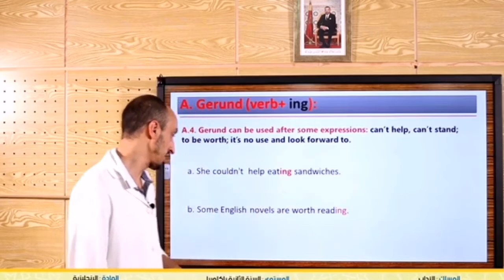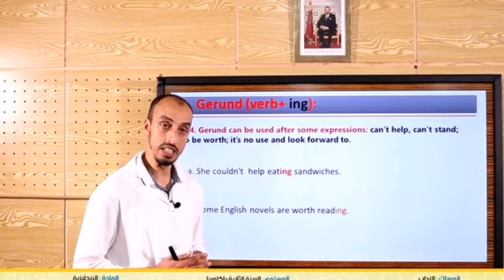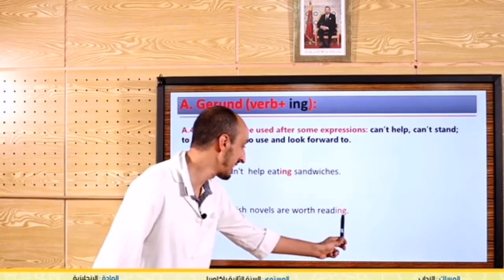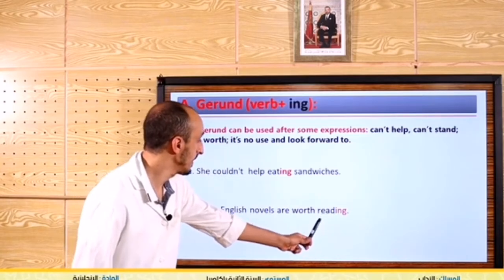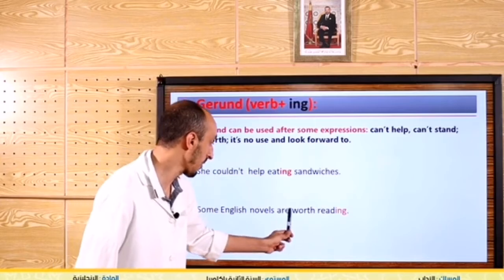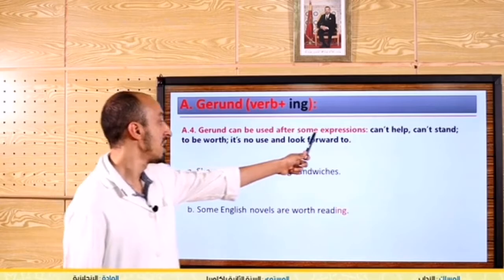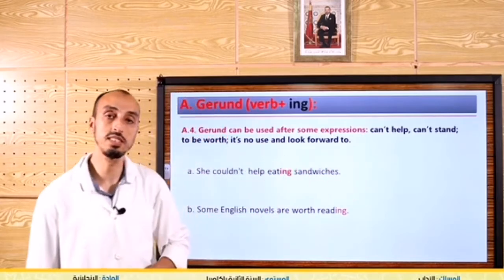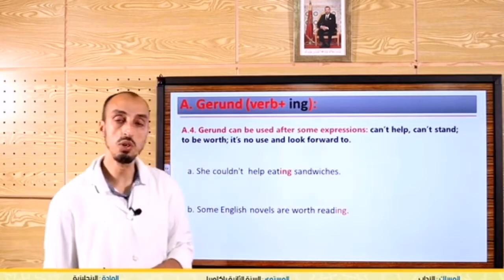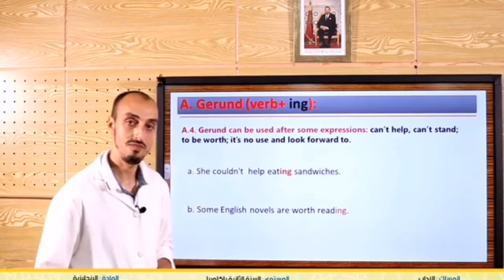It is an expression. Some English novels are worth reading. Where is the gerund form? Good, reading. Why? Because the gerund comes right after are worth, to be plus worth. It is an expression. So as a conclusion, we can say that gerund comes after some expressions like can't help, can't stand, to be worth, it's no use, there is no use in, look forward to, etc. Okay.